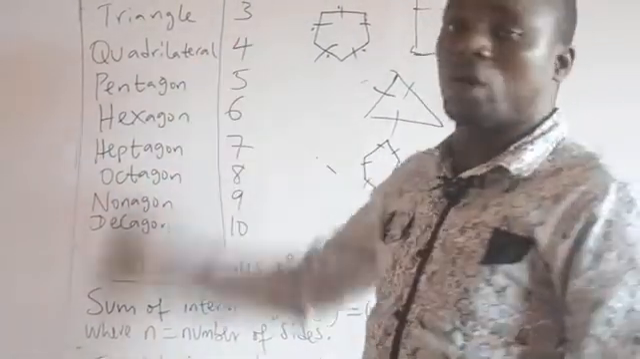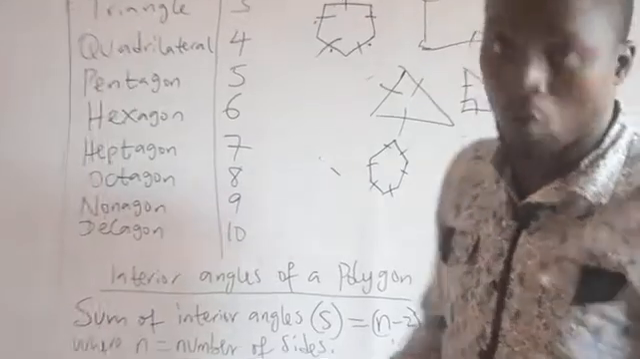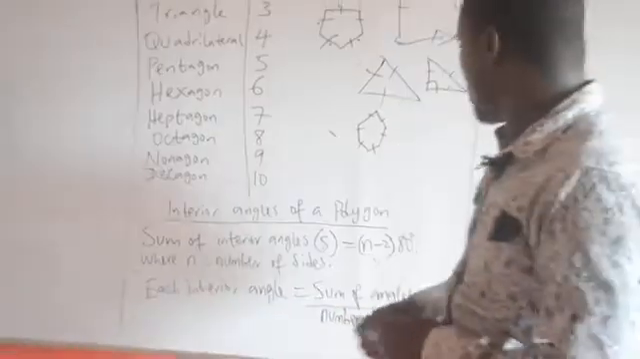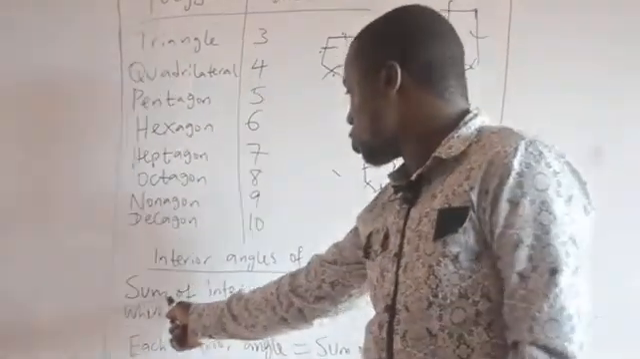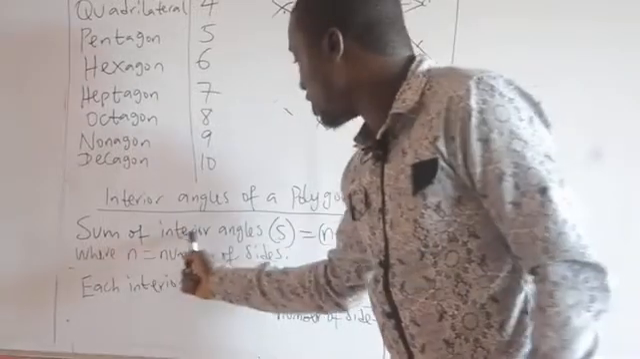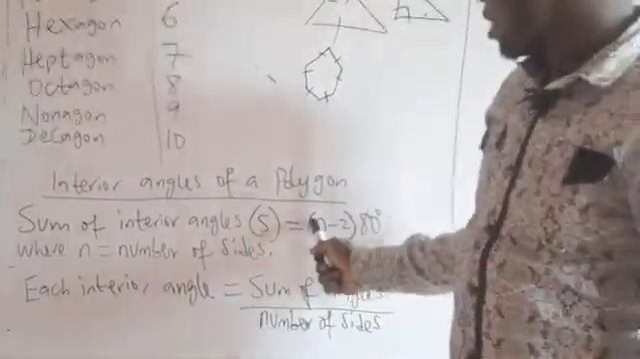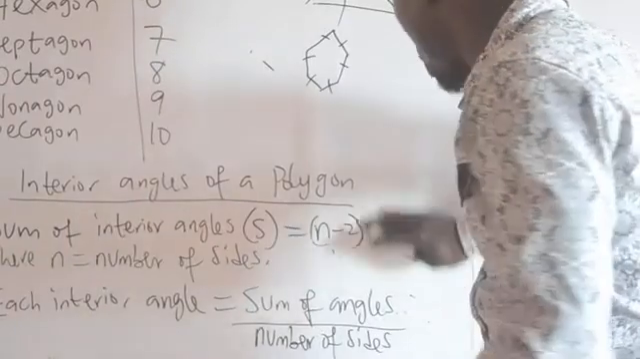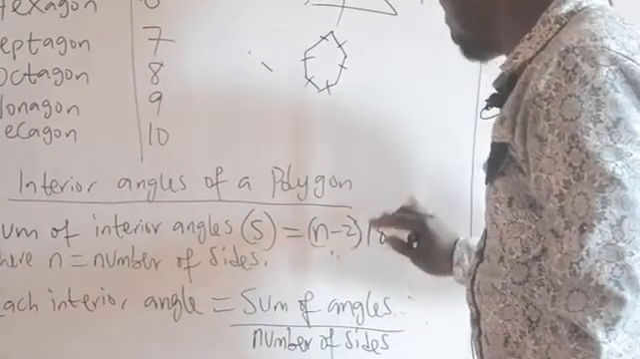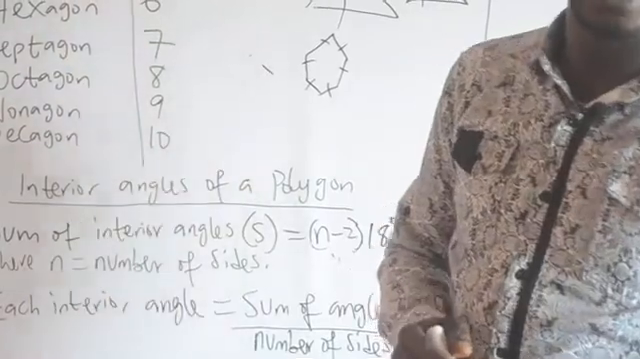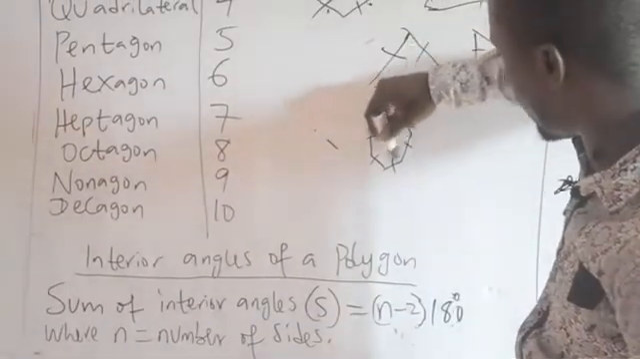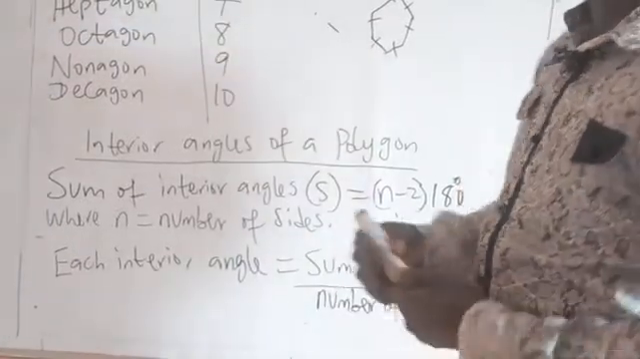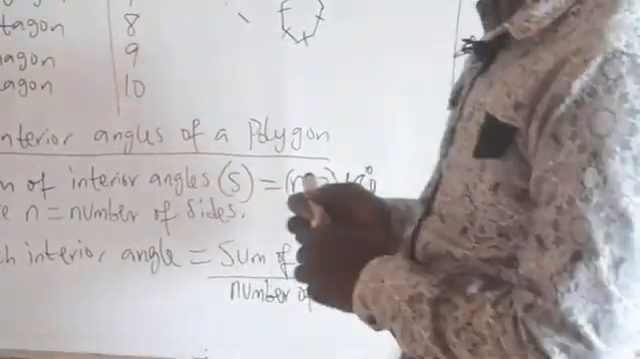Now, our major aim today is to concentrate on the formula that we use to solve the interior angles of a polygon. On the board, the sum of interior angles of a polygon, which is S, is given as (n minus 2) times 180 degrees. I come again, (n minus 2) times 180 degrees. Of course, this S represents the sum of interior angles of the polygon. Then n here represents the number of sides. You can see 1, 2, 3, 4, 5, 6 sides. So please do not forget that S represents the sum of the interior angles.